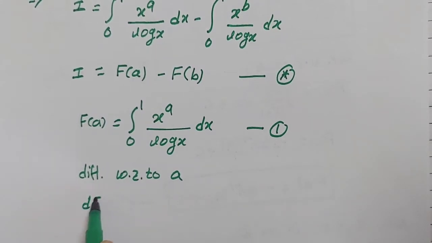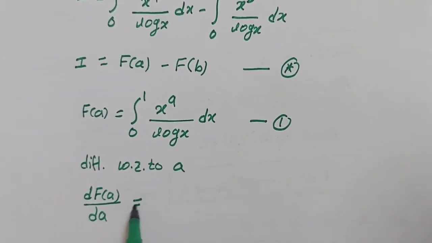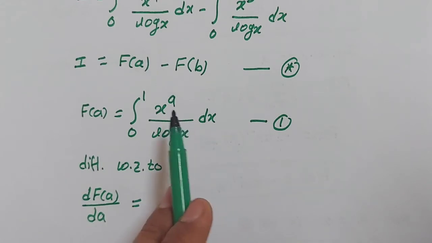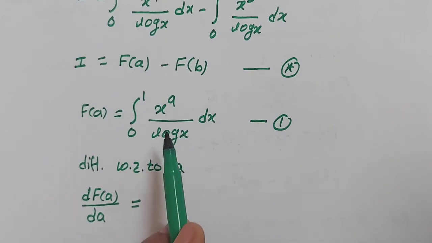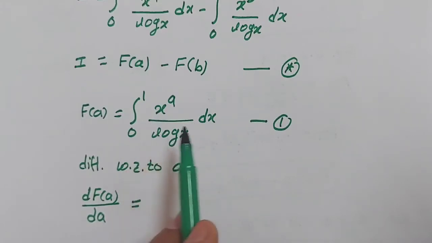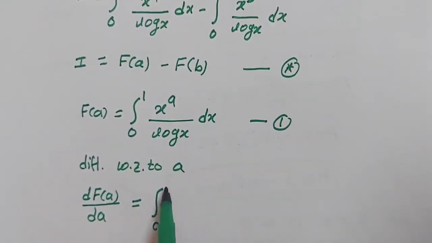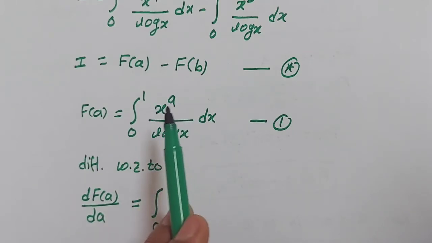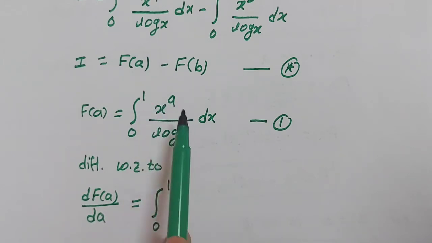So here the left hand side is dF(a)/da. The left hand side is only a function of a, so we get dF(a)/da. The right hand side contains two variables x and a. So here we have to use partial differentiation with respect to a, because we are integrating with respect to x, so the integral from 0 to 1 stays as it is, and the inside term contains a, so this function we will differentiate with respect to a. So we have to differentiate this term.